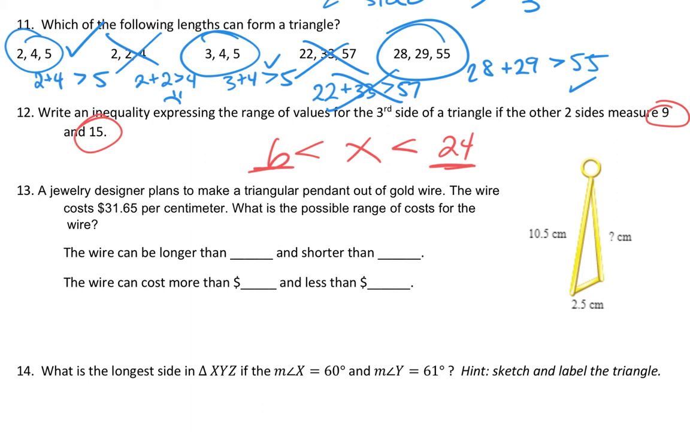All right, cool, which will help us with the next problem. A jewelry designer plans to make a triangular pendant out of gold wire. We don't know what the third side is, but I know the two sides are 10.5 and 2.5. So this third side is going to be between, well, add them up to find the big number, subtract them to find the small number. When you add them up, you get 10.5 plus 2.5, 13. So the biggest it can be is no longer than 13. The smallest, it can be no shorter than the difference of those two, which is 8.